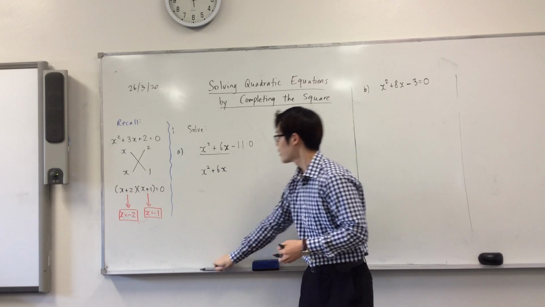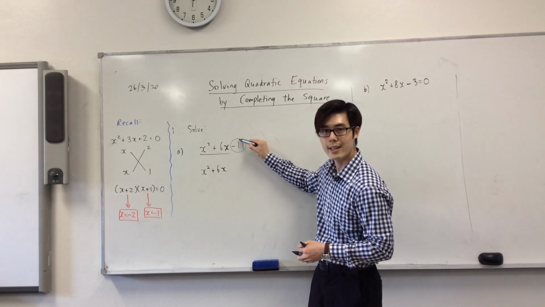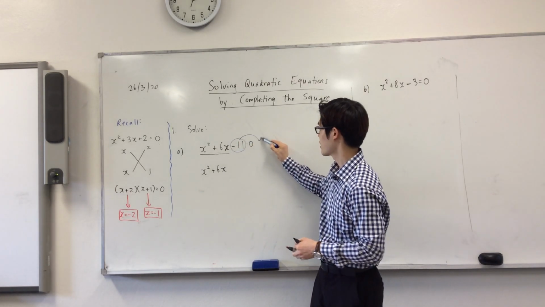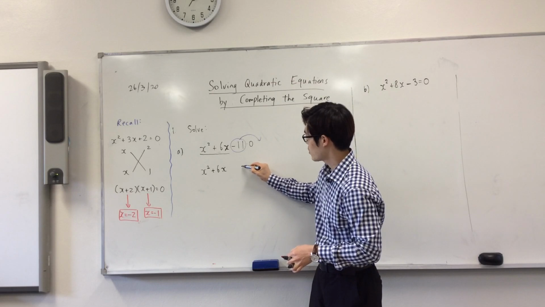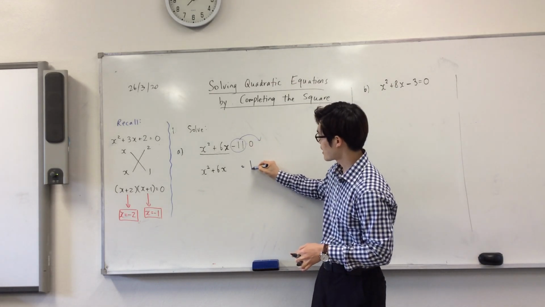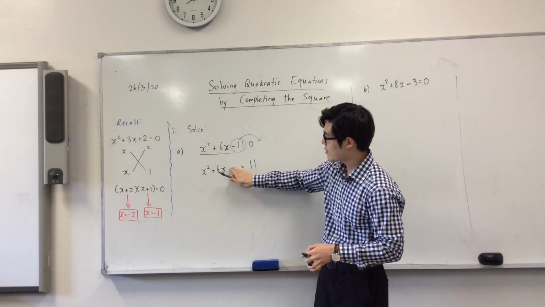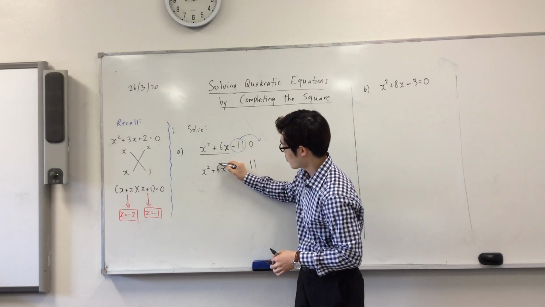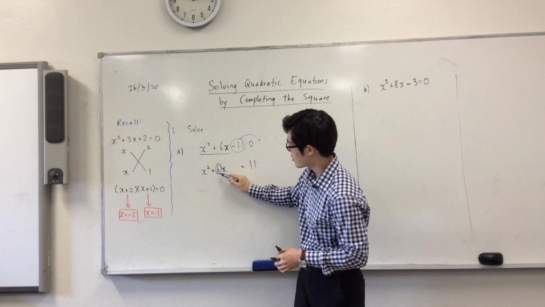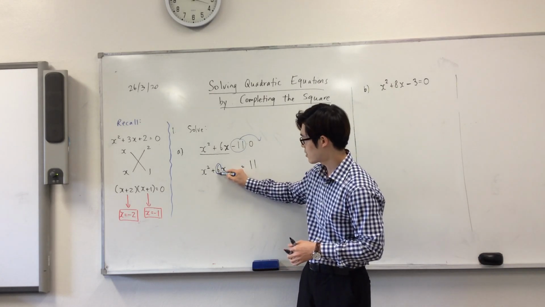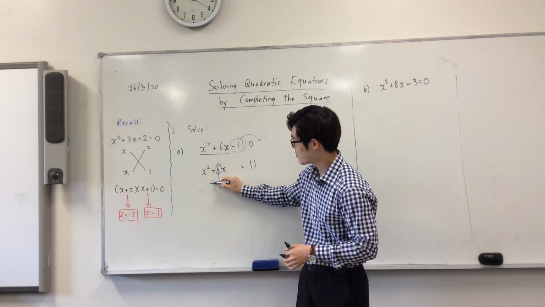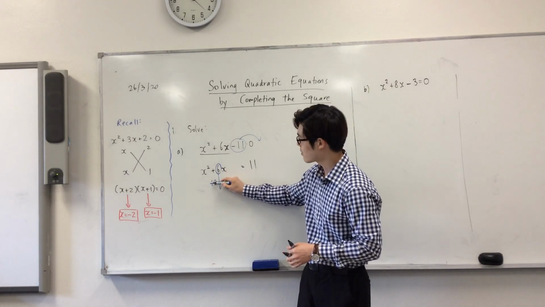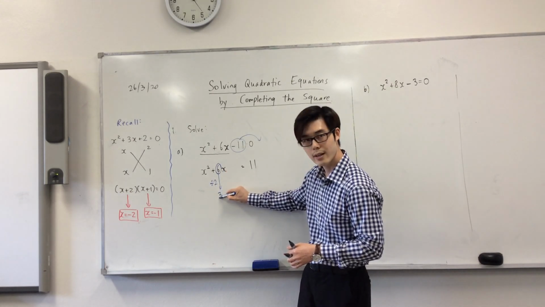okay? But I want to take that minus 11 to the other side. So that equals, if I bring it to the other side, that becomes plus 11. Now I left this gap here because I'm going to fill this in with a number soon. And here's what I'm going to do. What you do is you take that middle number in front of x. I'm going to divide that by 2. So 6 divided by 2 is 3.